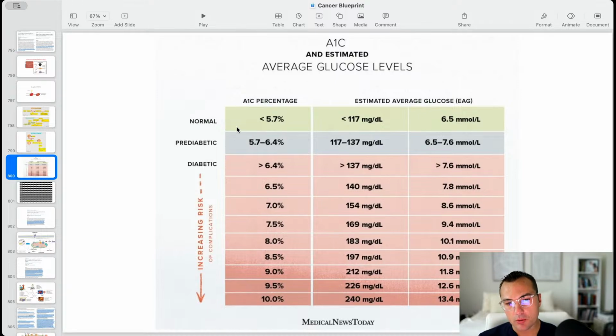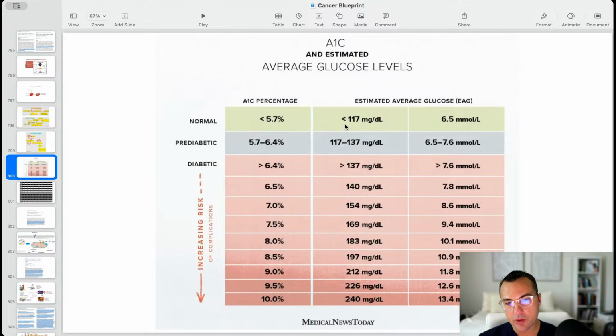So, for example, it is considered normal to have a hemoglobin A1C of less than 5.7%. I argue you want it to be as low as possible, but I'll digress. This is conventional medicine's way of looking at A1C. If you're at 5.7 to 6.4%, that's like the danger zone. You're at pre-diabetes, and 6.4% and above is considered diabetes. And then the higher the number, the worse it is.